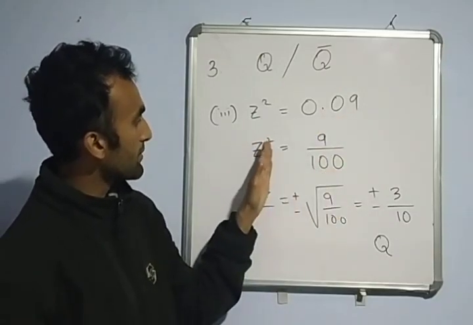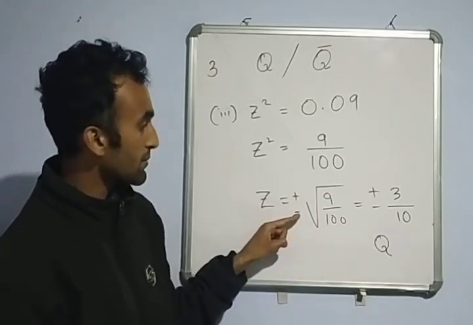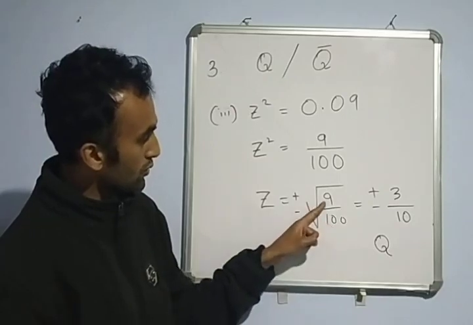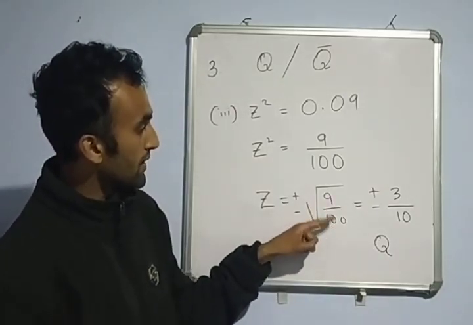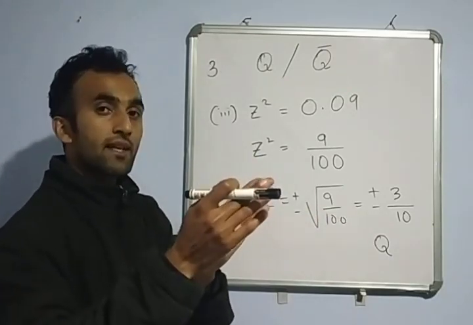And you shift the square to the other side, becomes root over. There also plus minus. I'll tell you why plus minus. And then root over 9 is 3. And root goes to numerator and denominator, I told you both. It goes to both numerator and denominator. Multiplication also, it will go to each and every multiplicand.